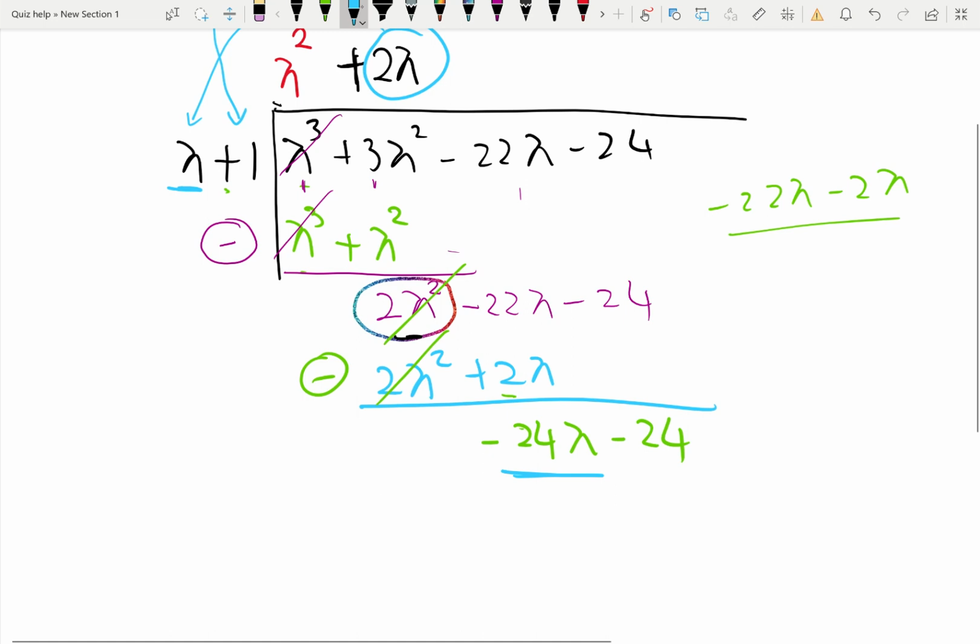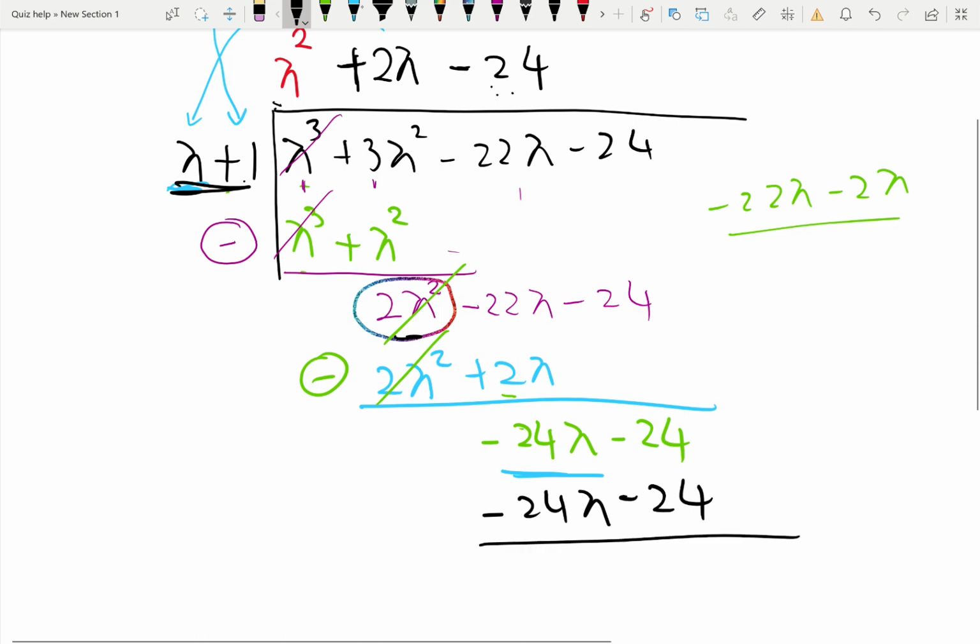So negative 24 lambda. How can I create a negative 24 lambda out of lambda? Multiply by negative 24. That is where you get a negative here, negative 24. Okay, so now re-multiply negative 24 with this term. Negative 24 times lambda is negative 24 lambda. Okay, negative 24 times lambda is negative 24, right?